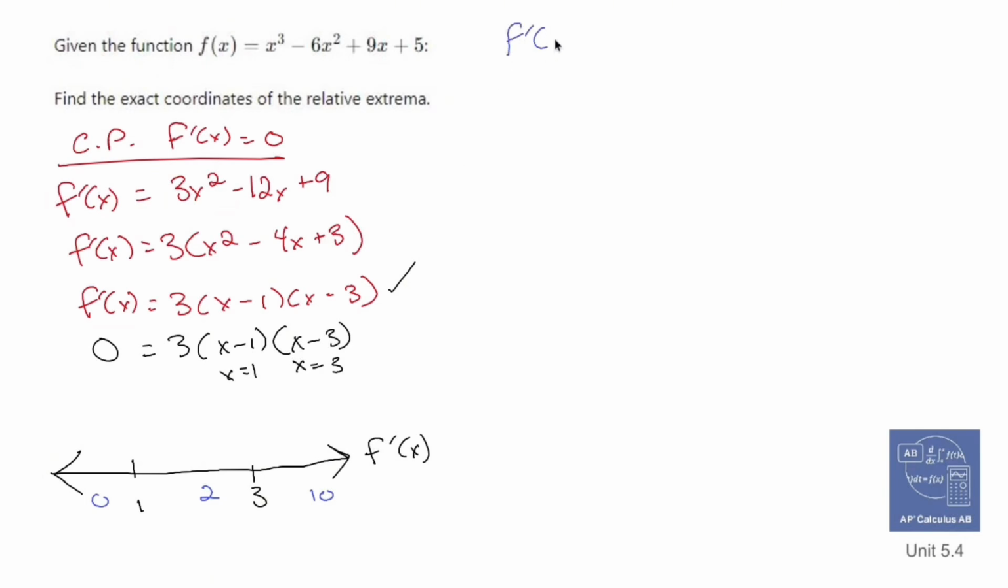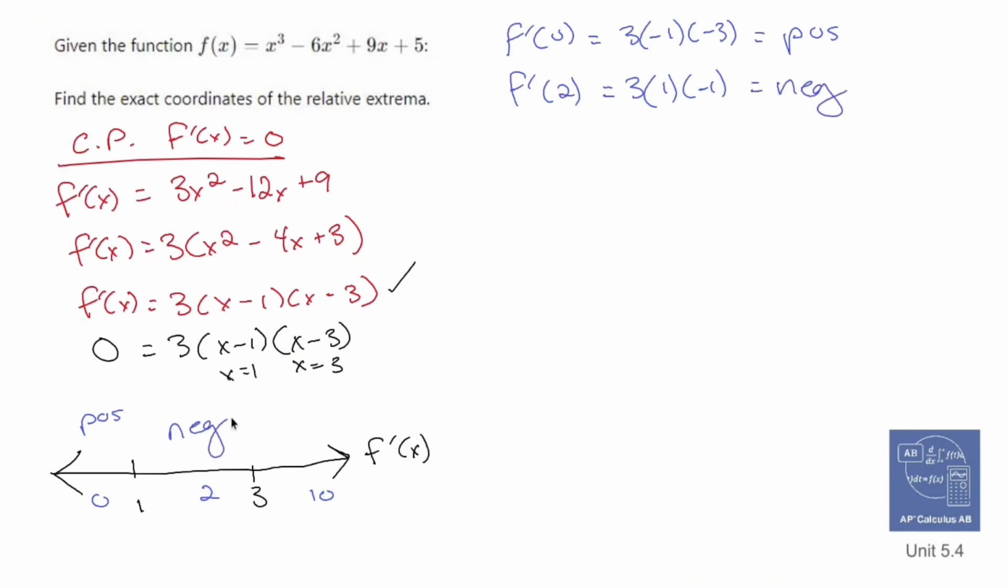Okay, f prime of 0 is going to be 3 times 0 minus 1, which is negative 1, times 0 minus 3, which is negative 3. And all that ends up being 3 times a negative times a negative, so it's going to be a positive number. I don't really care what the number is. I just care if it's positive or negative. Let's do the same thing with 2. F prime of 2 is going to be 3 times 2 minus 1, which is 1, times 2 minus 3, which is negative 1. So positive times a negative is a negative. So you got yourself a negative right there.